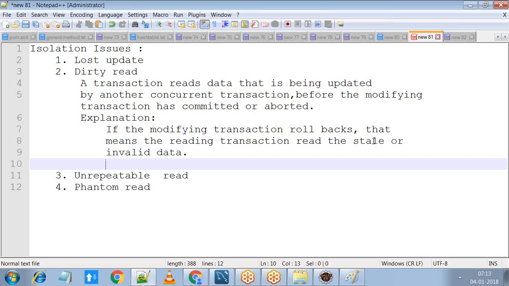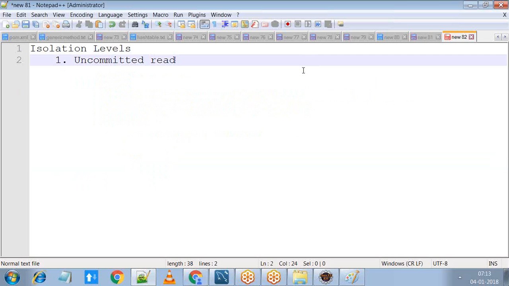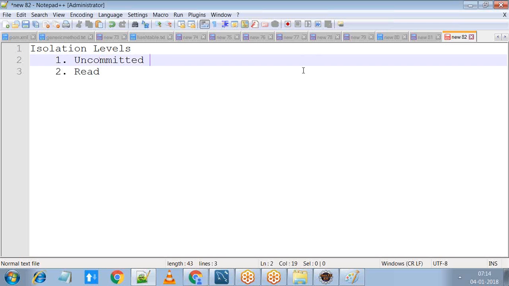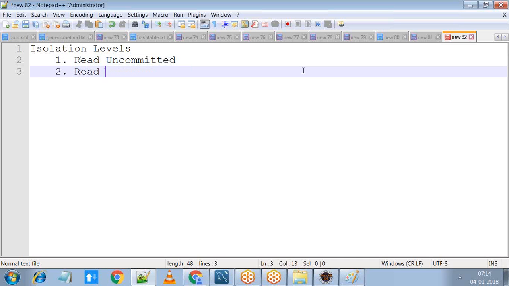So how do we address this issue? Actually, this isolation level which we have here won't address this issue. So it will cause that dirty read problem. Here we have to set the isolation level to read committed. So this is read uncommitted, no, this is read committed isolation level.